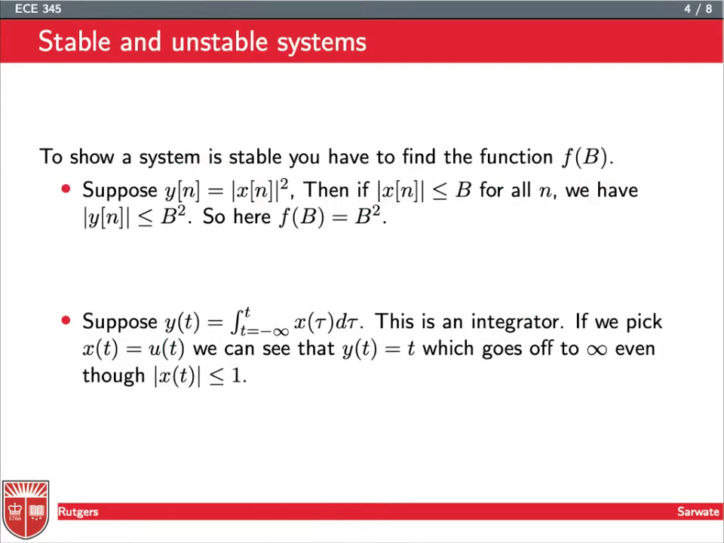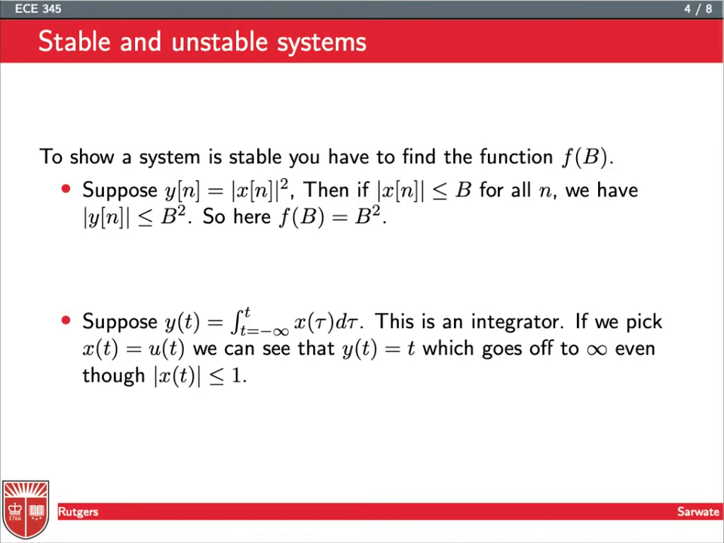So to show a system is stable, you basically have to find the function f of b. So if we have y of n equals the magnitude of x of n squared, then if the magnitude of x of n is bounded by b, the output is also bounded by b squared. So here f of b is b squared, and we're done. We can show that the instantaneous power system, the system that calculates the instantaneous power, is in fact stable.